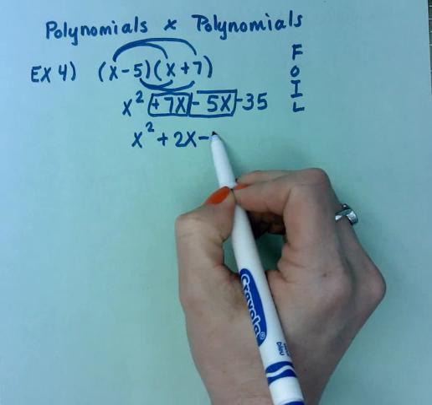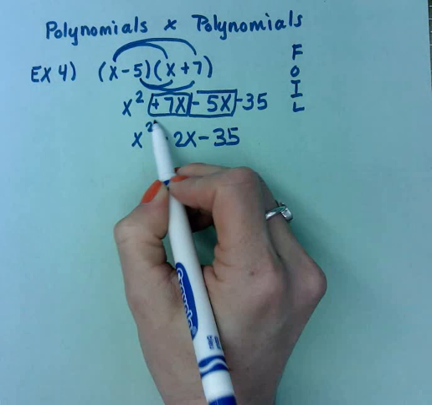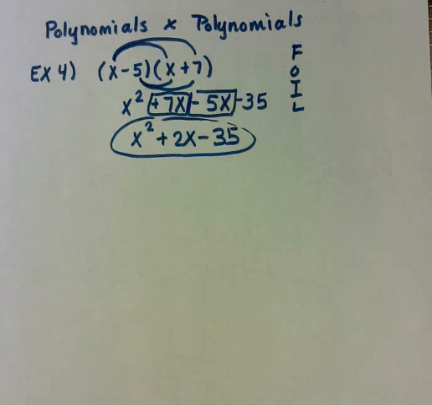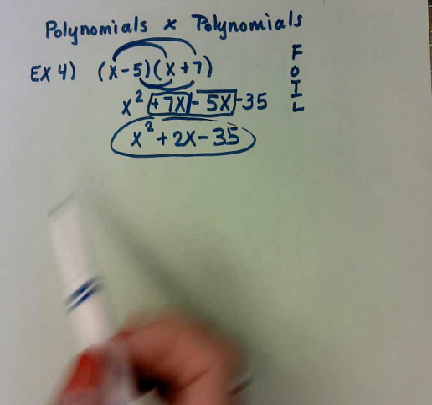So the FOIL method's pretty easy to use. Wouldn't you agree? So again, the only bad thing about the FOIL method is you can only use it binomial times binomial. And there was an example on your handout, the second example, 4b, that looked like this: 2y plus 3 times 6y minus 7.